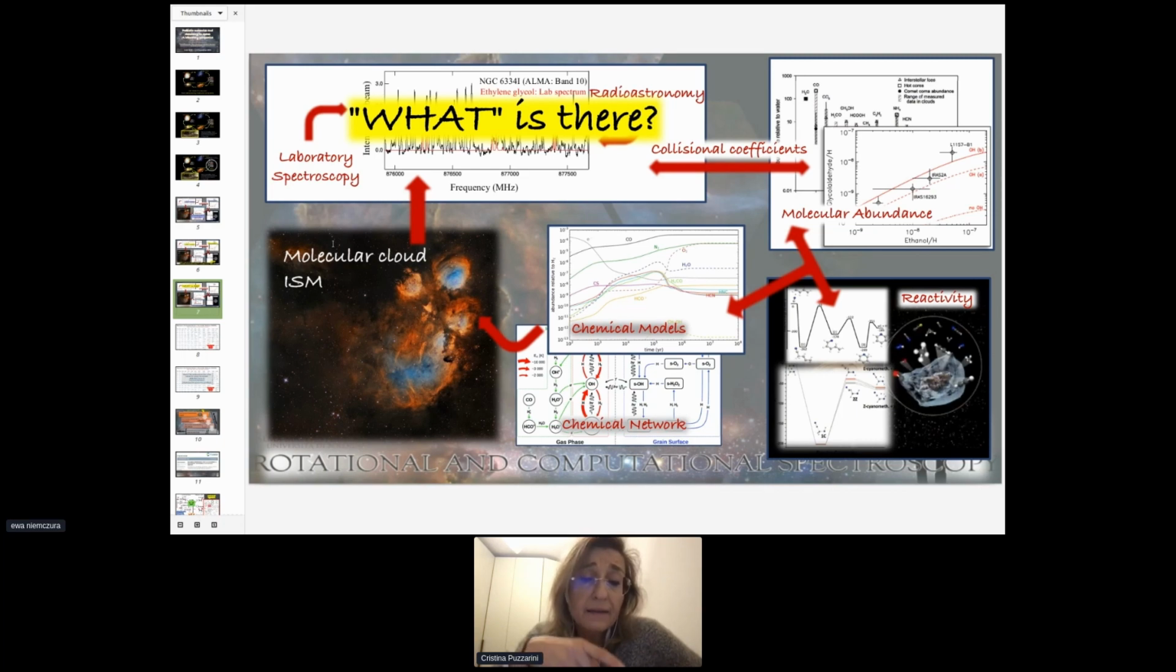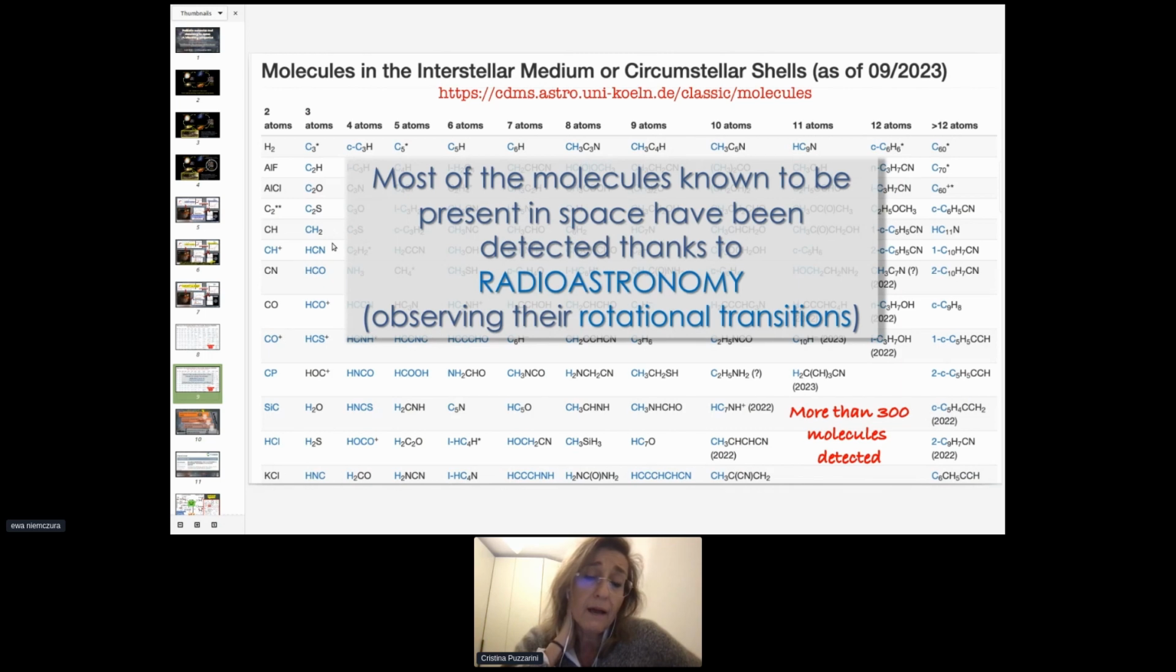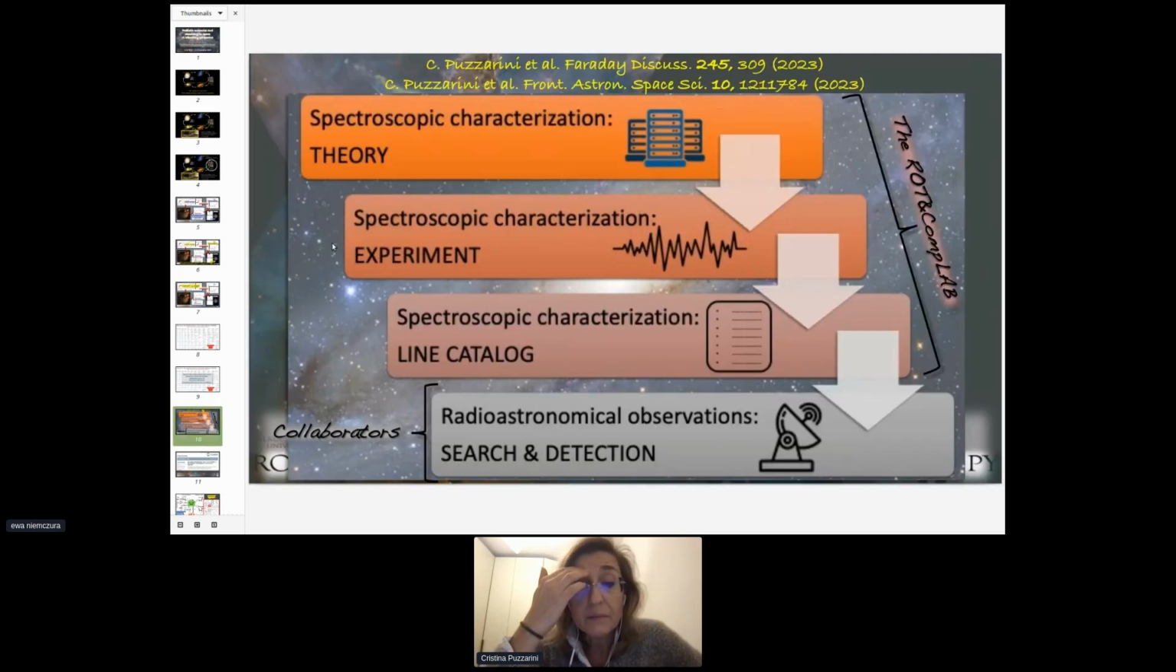In the next slide, you can see part of the big table collecting all the molecules discovered so far in the interstellar medium and circumstellar shells. And we have more than 300 molecules nowadays. And please go to the next slide. Most of them, more than 90% of these molecules, have been discovered by radio astronomy, which means observing the rotational emissions. Next slide, please.